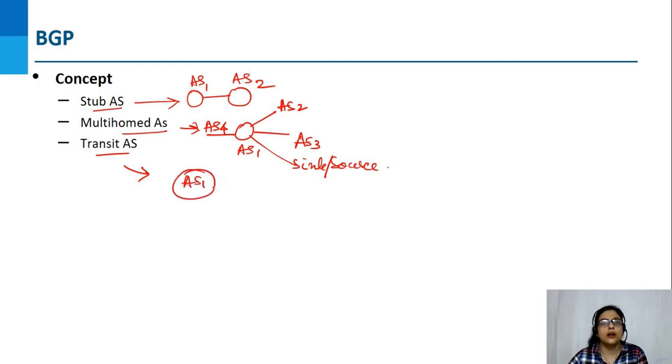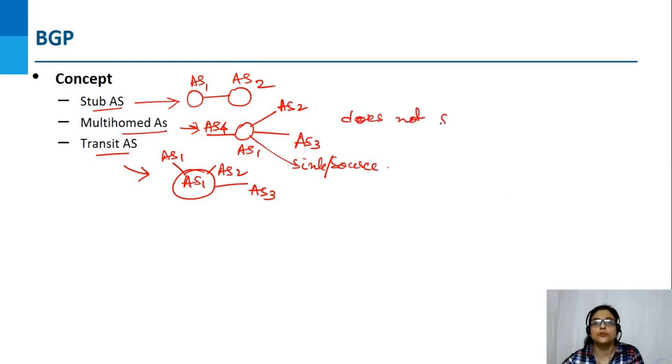A transit autonomous system is a multi-homed autonomous system which supports the transit message transfer. What is the meaning of transit message transfer? Let's say AS3, AS2 and AS1. A multi-homed autonomous system does not support transit information.